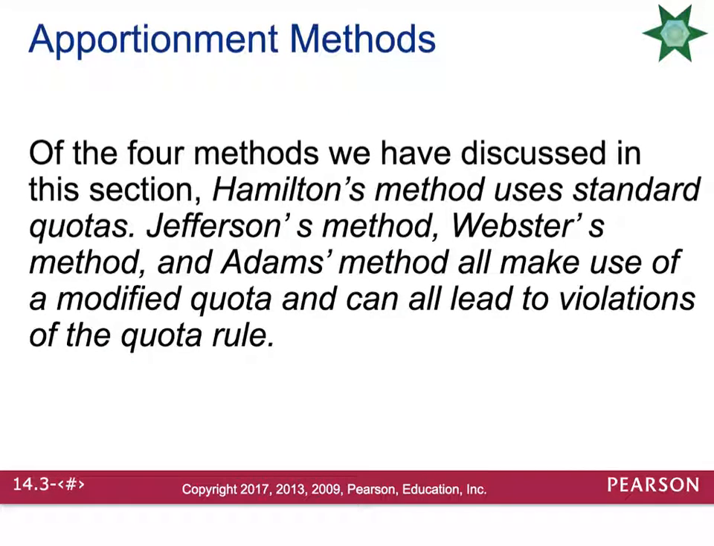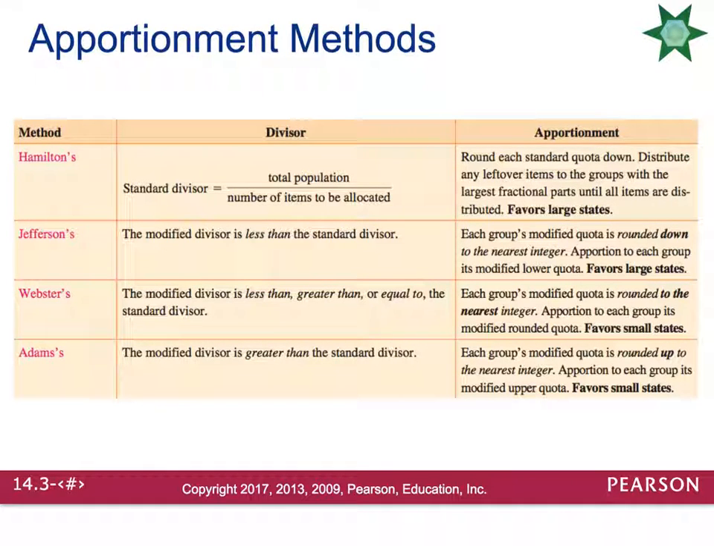Of the four methods we've discussed in this section, Hamilton's method is the only one that uses the standard quotas. Jefferson's method, Webster's method, and Adams' method all make use of the modified quota and can all lead to violations of the quota rule. So just to summarize, you may want to print this slide out. Hamilton's method tends to favor larger states. Jefferson's method favors larger states. Webster's method favors smaller states, and Adams' method favors smaller states.